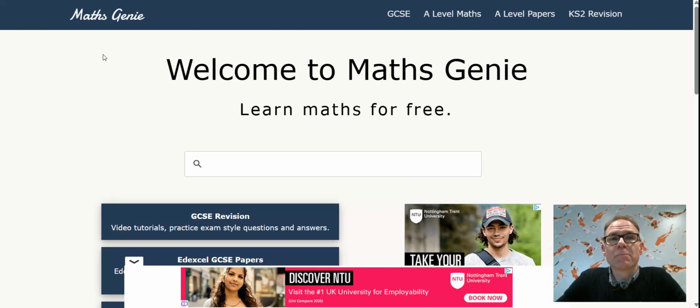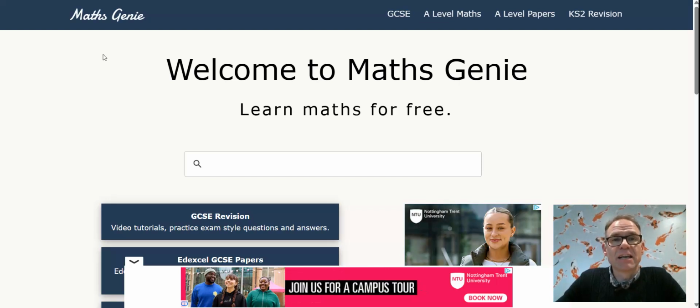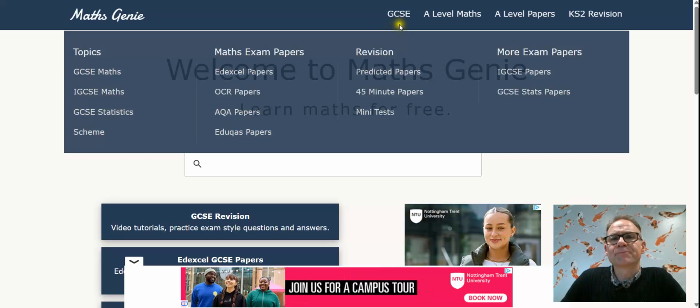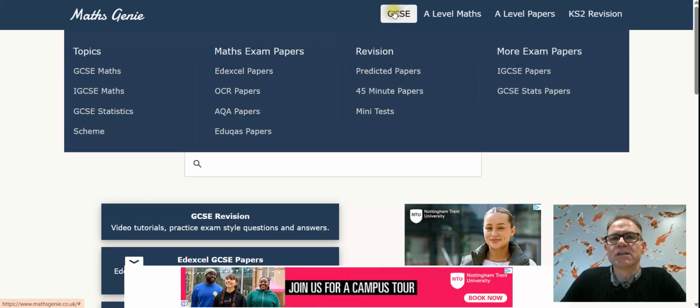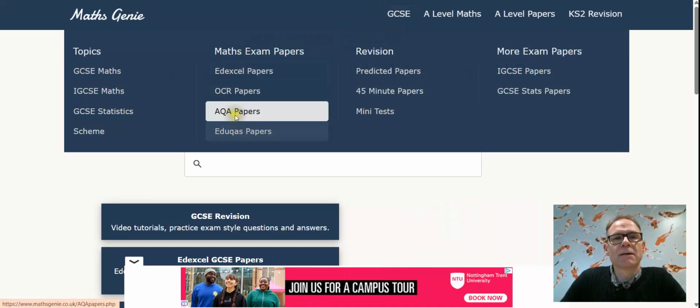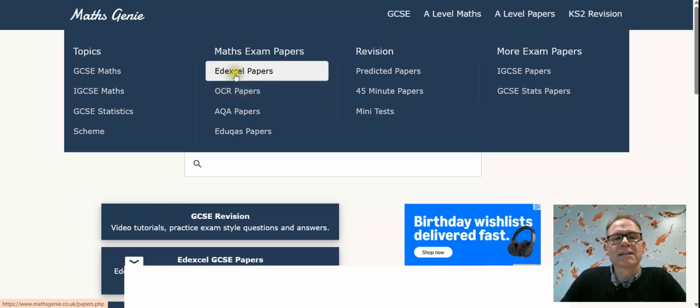So where can we go to get past paper revision? There are lots of sources. I'm obviously a big fan of Maths Genie, and it does deliver great resources for past paper revision. So here we are in the Maths Genie homepage. Go to GCSE up here, and then you can see all of your exam papers for the different exam boards here. We're going to go into Edexcel first.